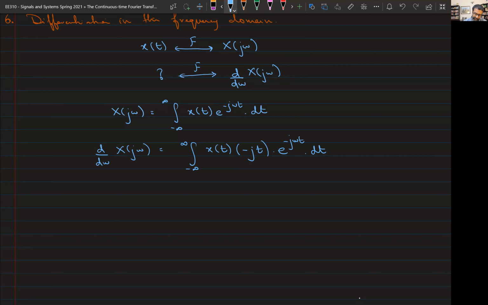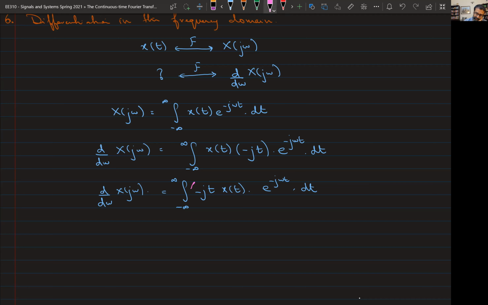And then I say that this is the integral from minus infinity to plus infinity of minus j times t times x of t times e raised to the minus j omega t times dt. This is actually equal to the derivative of X of j omega, right? So what can I say about the inverse Fourier transform of this derivative of X? What do you think? So let me use the same color.